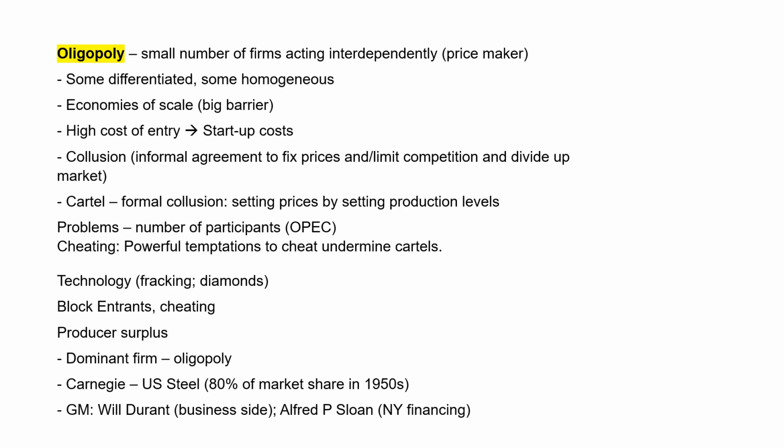Some can be differentiated, some are homogeneous, meaning they could be producing the same exact thing, producing steel, for example, or they could be differentiated in terms of producing automobiles, but different brands of autos, right? So the other things, the barriers, the big barrier, of course, is economies of scale, meaning in order to really scale up, it takes a tremendous amount of cost, lots and lots of fixed cost in the form of production facilities.